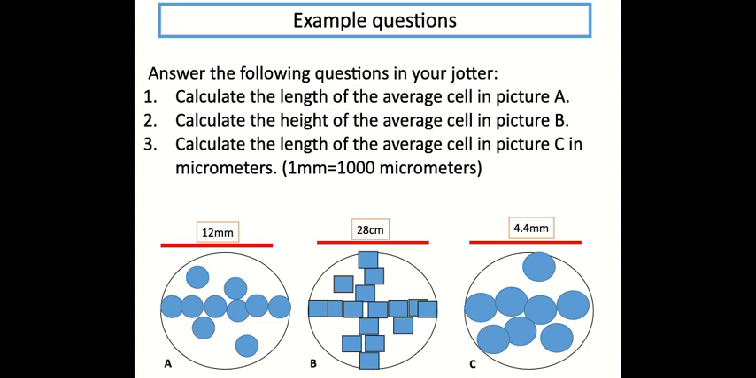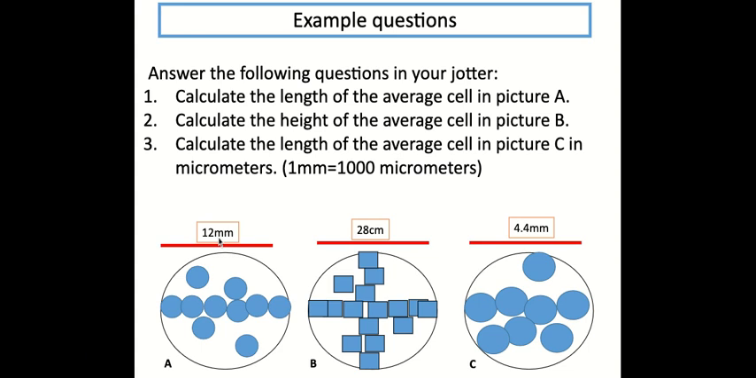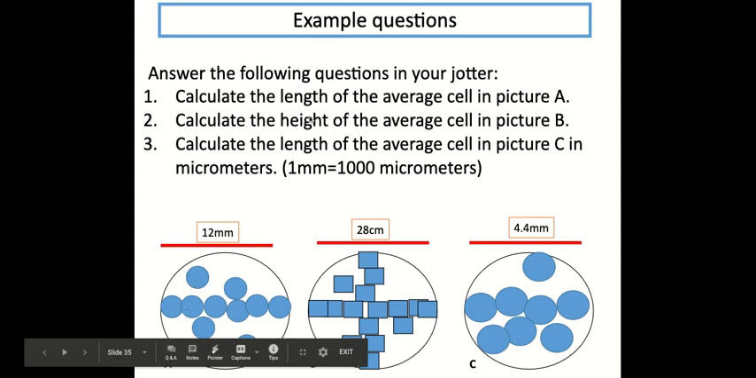Okay, so for the first one, it asks you to calculate the length of the average cell in picture A. Now it says length. The first thing we need to work out is our field of view. So our field of view is 12 millimeters. Then we need to divide 12 millimeters by the number of cells. And then we're working out the length.